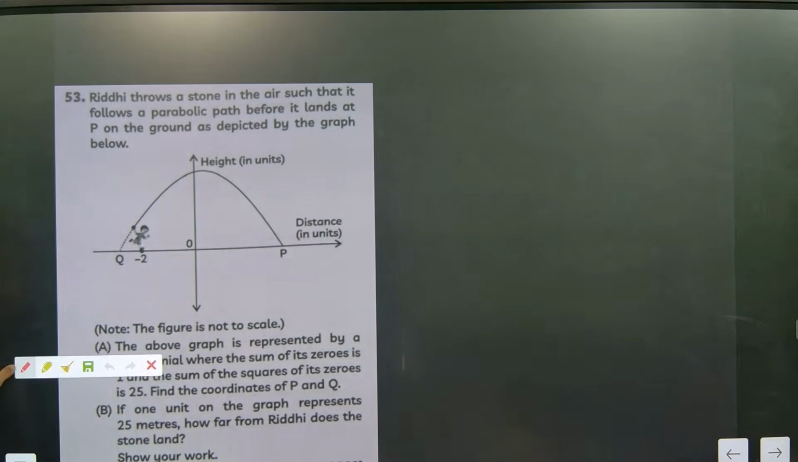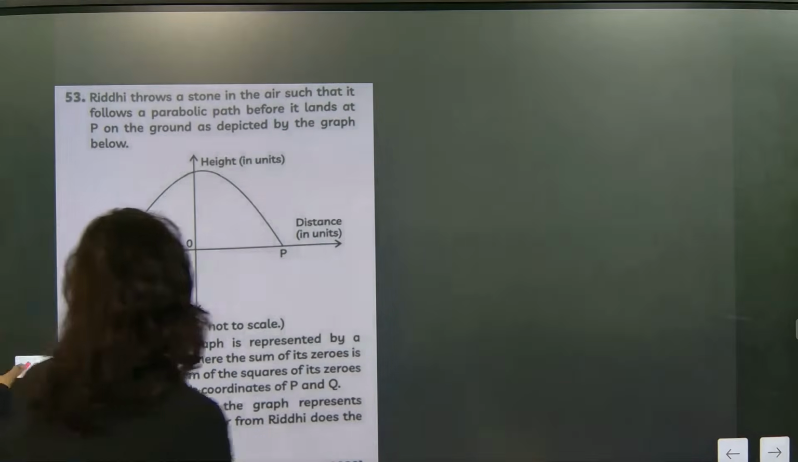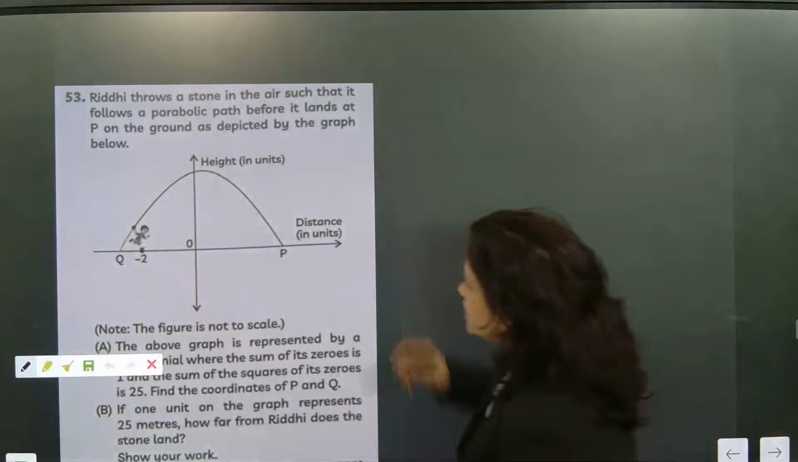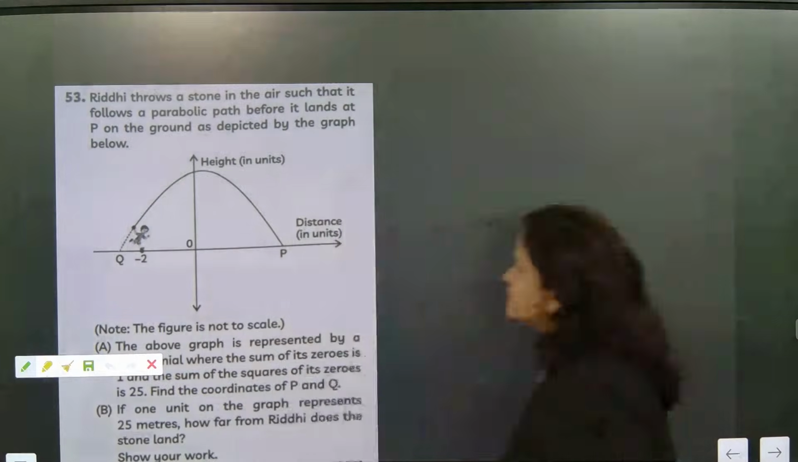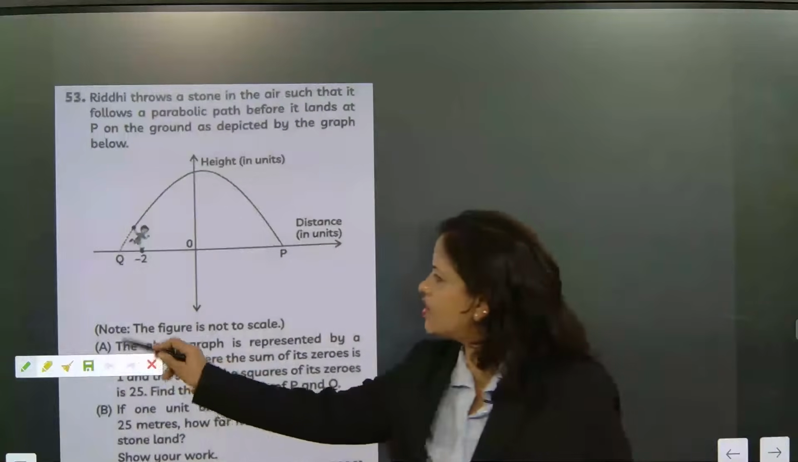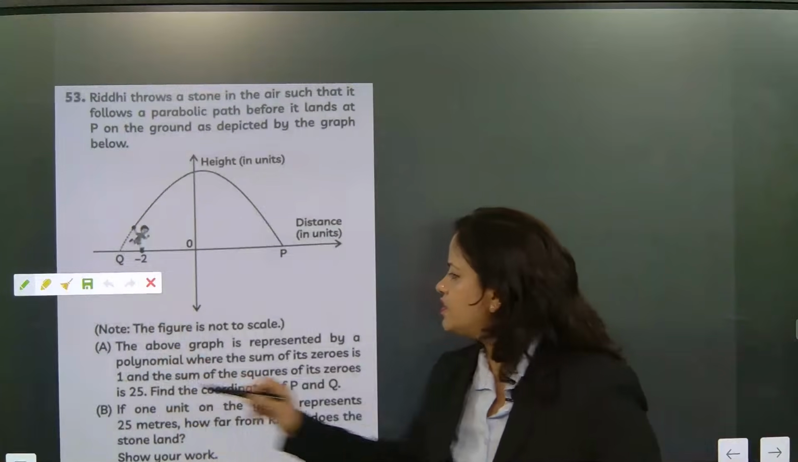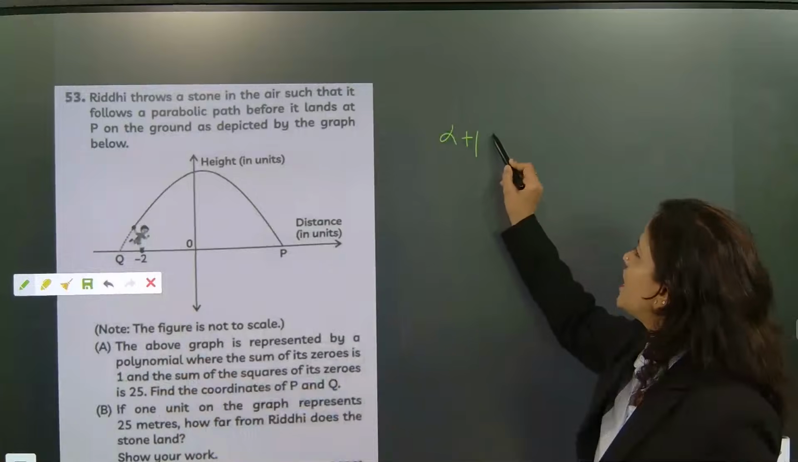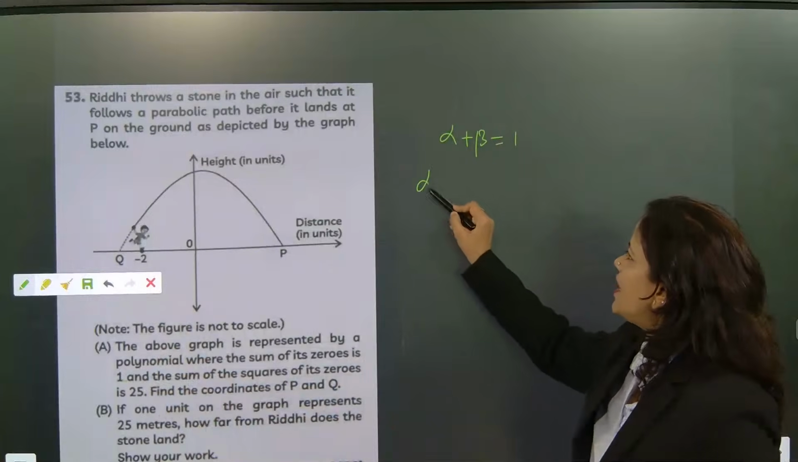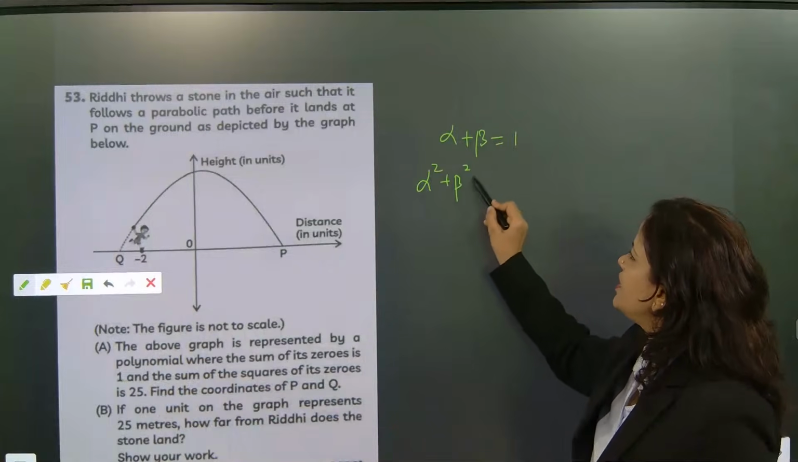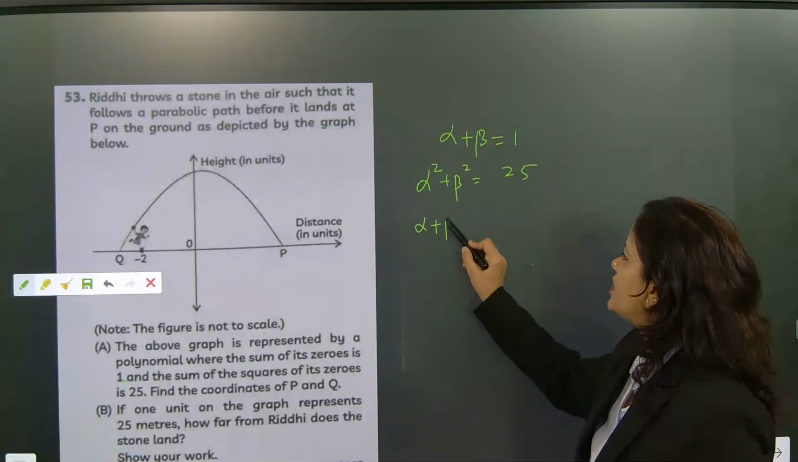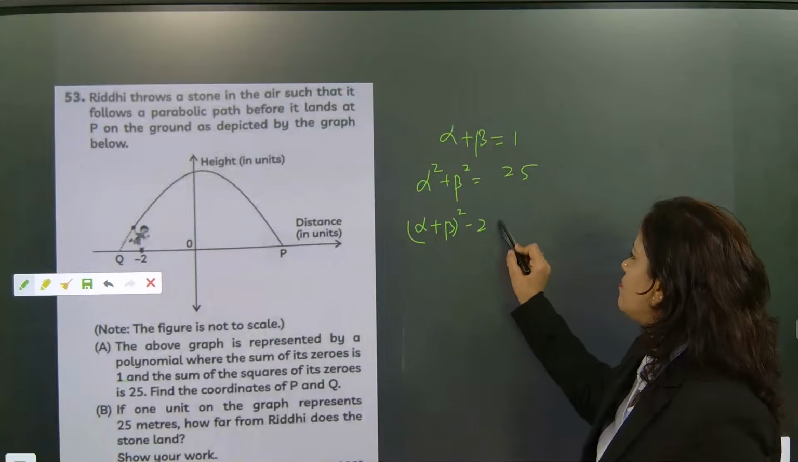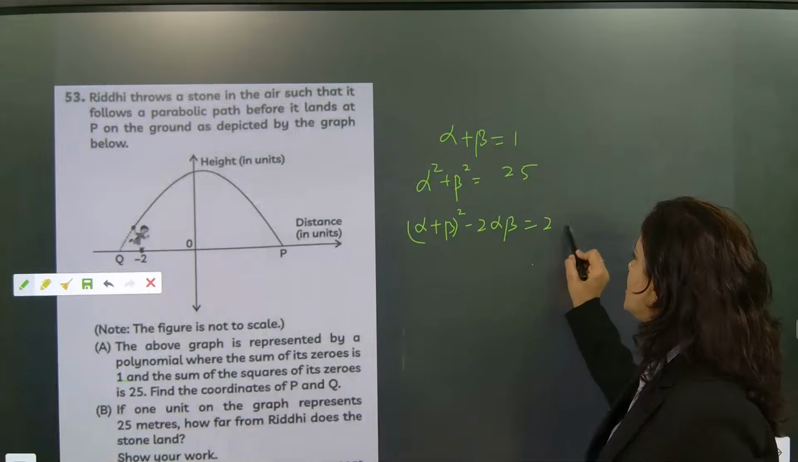Okay, this is a good question. So first work out the sum of the zeros. What is the sum of the zeros? Come on, solve this. Sum of the zeros is 1. So alpha plus beta is equal to 1. And alpha square plus beta square is equal to how much? 25. So alpha plus beta whole square minus 2 alpha beta is equal to 25.